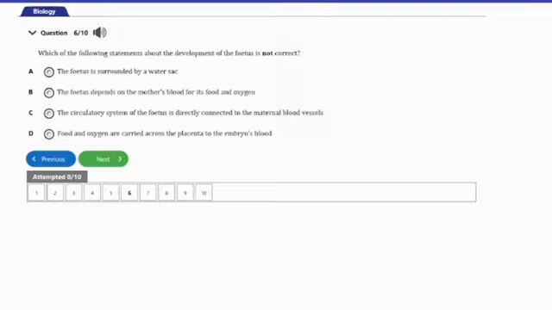The option here that is not correct for the developing fetus is option C: the circulatory system of the fetus is directly connected to the maternal blood vessels. In the developing fetus, the blood is not directly connected to that of the maternal blood vessels. The circulatory system of the fetus is actually not directly connected to that of the mother. So that's the odd option here, and that's the one we are picking as the answer to this question. Let's go ahead and consider the next question.